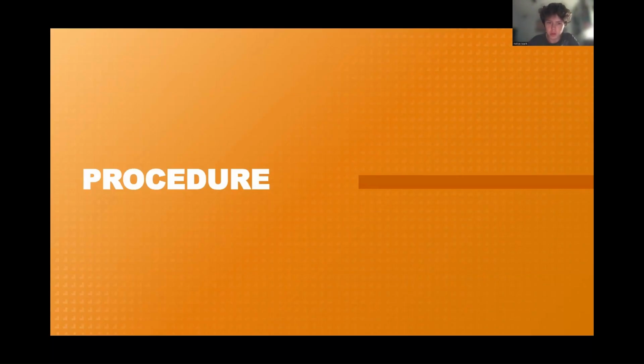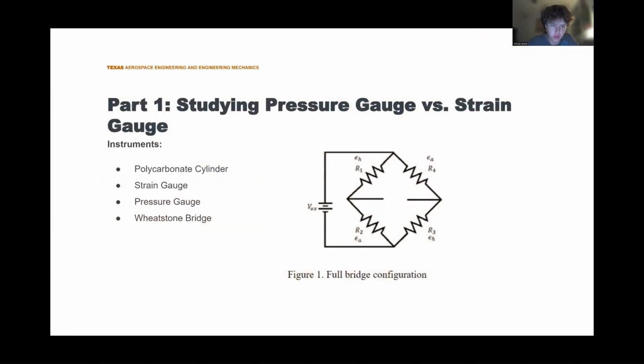Hey, I'm Holton, and I'm going to talk about the procedure. We had two parts to the experiment. The first one involved a cylinder, and we had a strain gauge on the cylinder. The cylinder had a pressure gauge. With the pressure gauge, we could change the pressure in the polycarbonate cylinder, and the strain gauge we can measure from the outside, and we can compare the two. We also had this Wheatstone bridge, which was in a full bridge configuration.